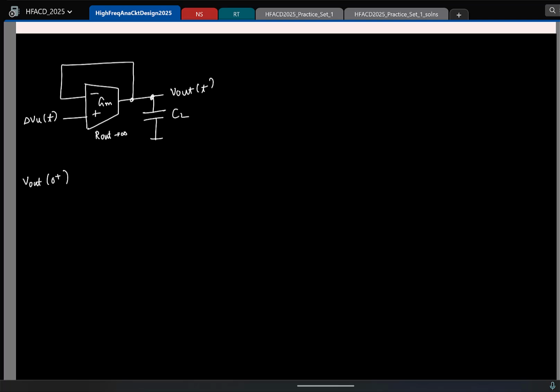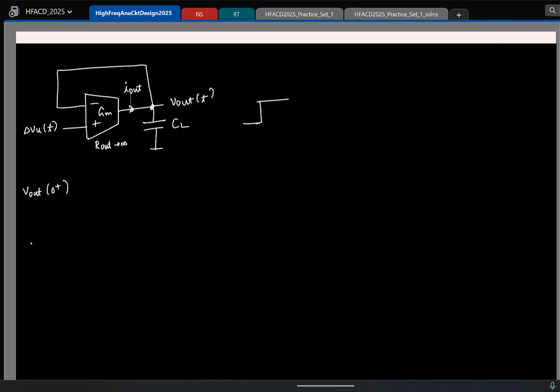If the capacitor voltage has to change instantly, which means the capacitor voltage sees a step jump, how should the current flowing through the capacitor be? I_C = C dV/dt, the current must be an impulse. Let me mark it cleanly. Hold on, let me make some space. Let me call this I out. So my current I out must be an impulse.